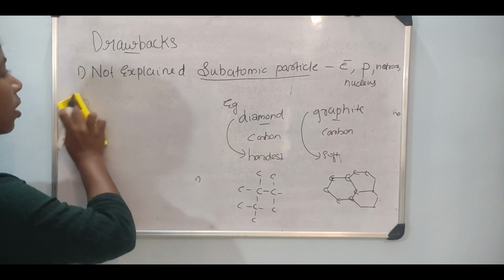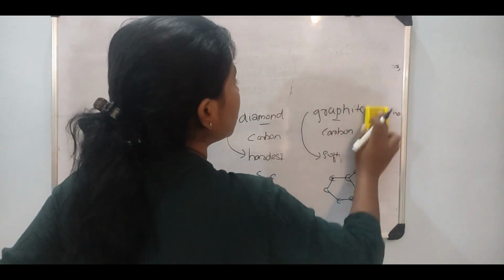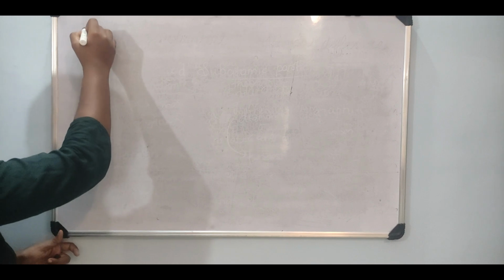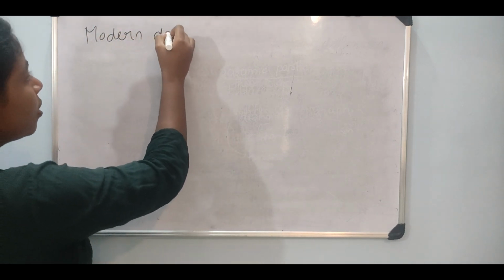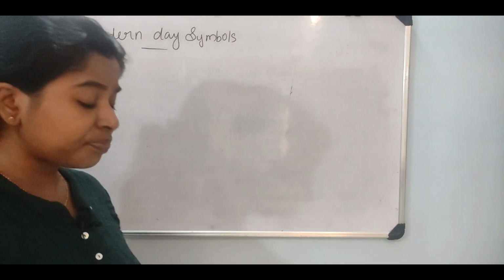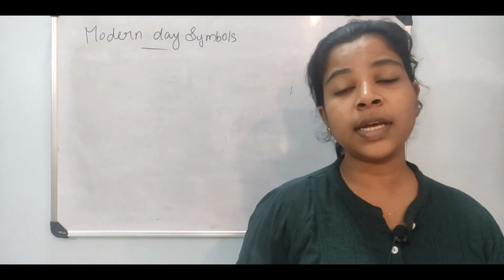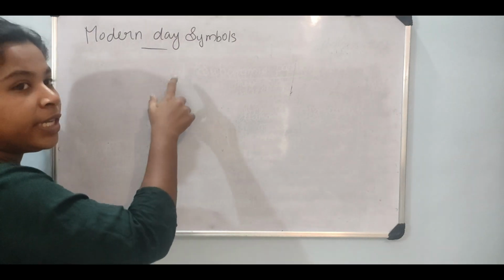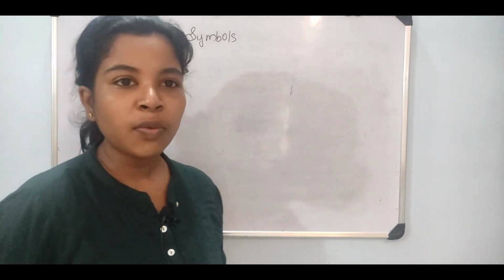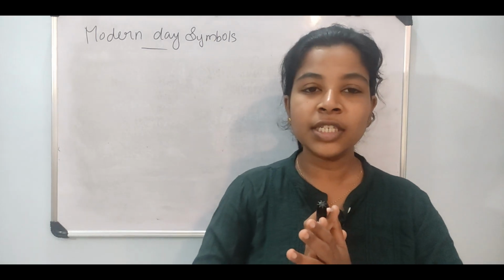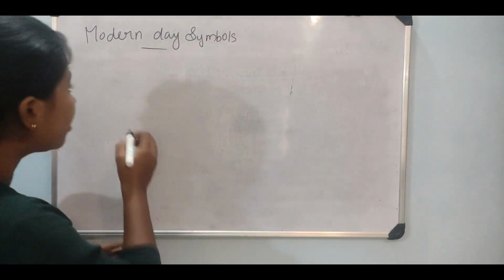Now we are coming to the modern day symbols of atoms. Next topic is modern day symbols. Suppose you have to denote all the elements in the periodic table. If you want to tell that hydrogen is combining with chlorine, then you have to write hydrogen plus chlorine. Is that convenient? It is not convenient. So to make these things convenient, Dalton proposed that we shall use what?